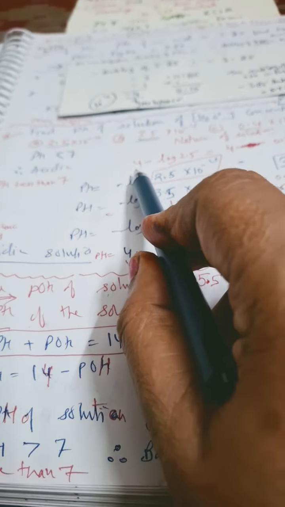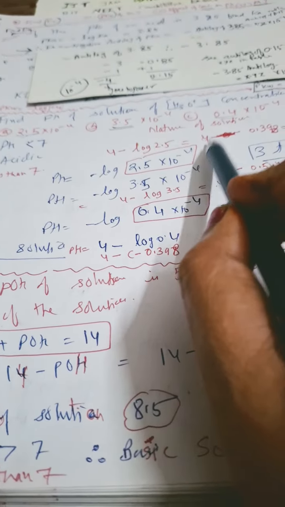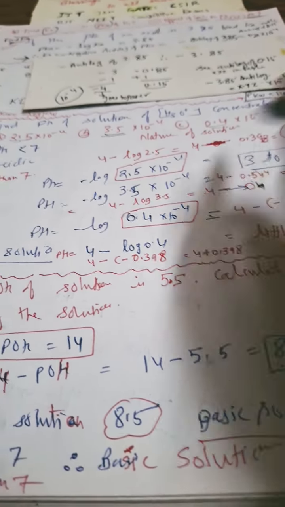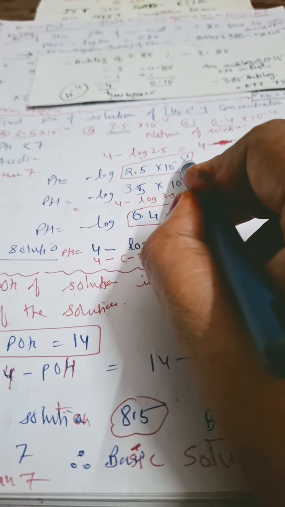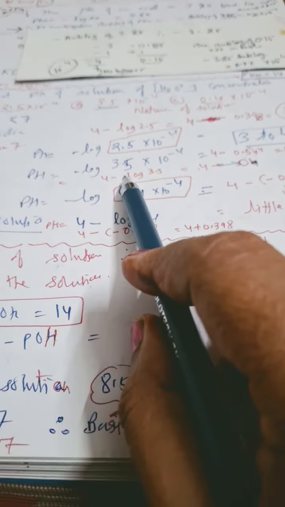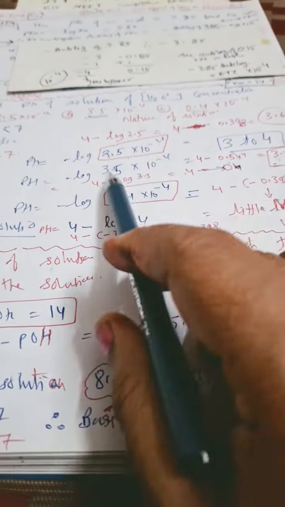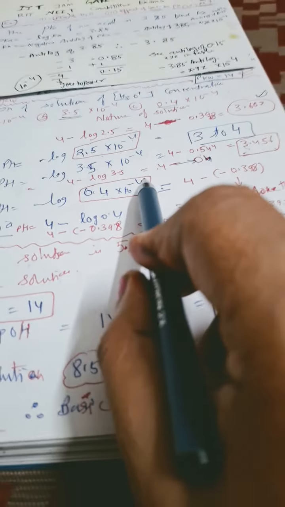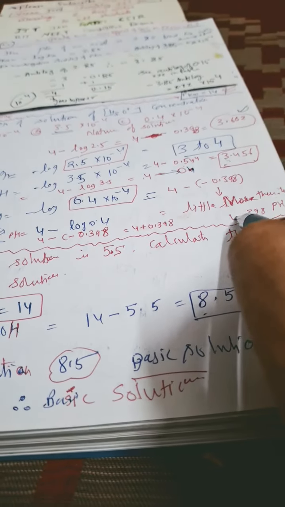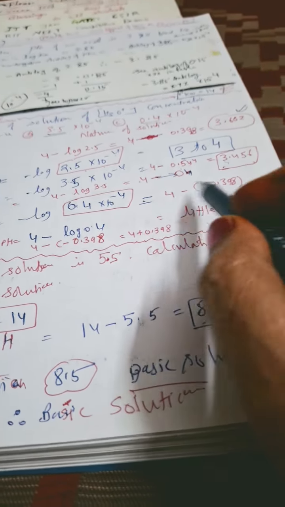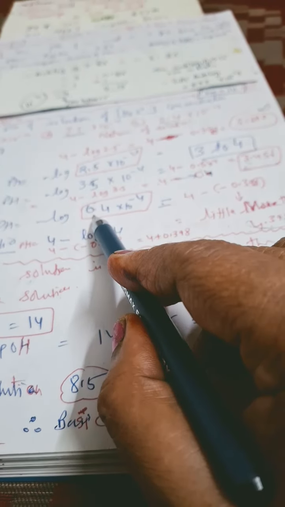Here I have written 4 minus log of 2.5, that is 4 minus 0.398, and the value is 3.602. So 2.5 into 10 raised to power minus 4 has pH 3.602, and 3.5 has the value 3.456. In the same way, pH is equal to minus log of 0.4 into 10 raised to power minus 4, and the value is a little more, 4.398. So see here the pH value increases when the concentration is least.